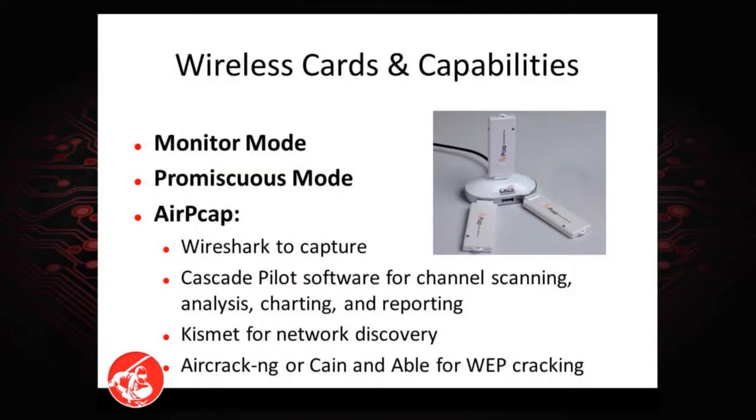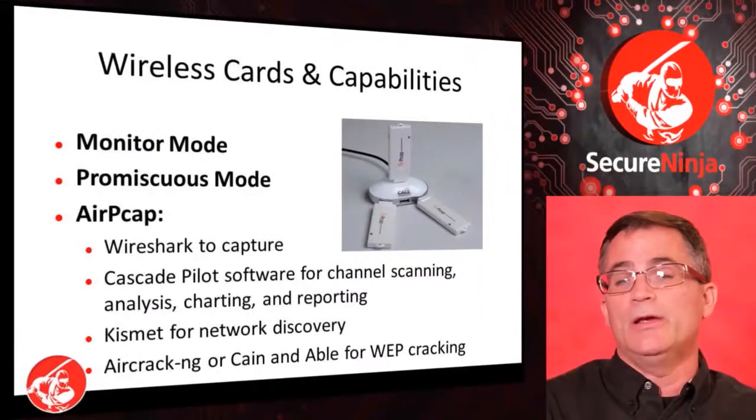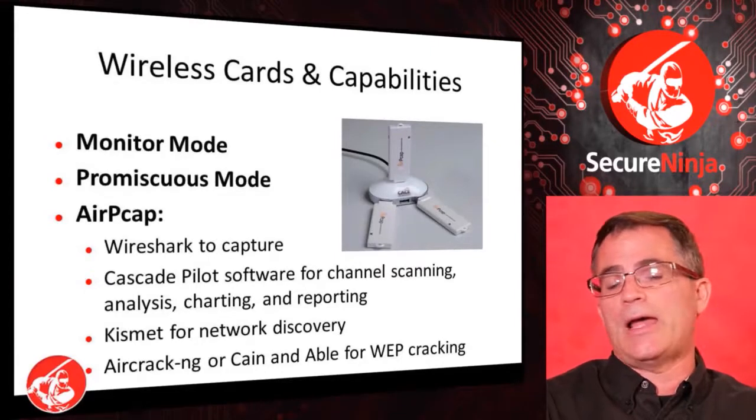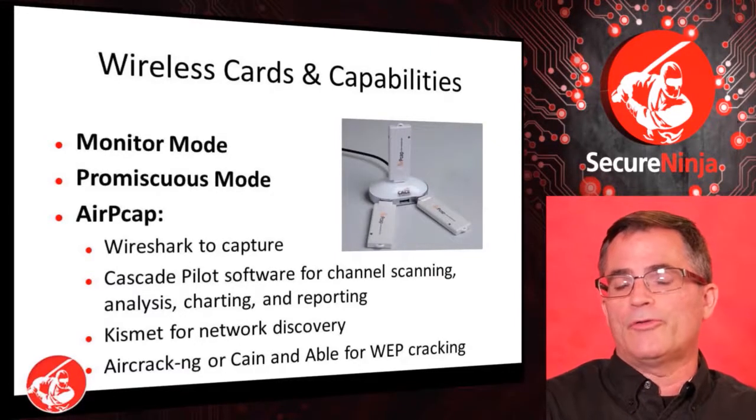Wireless cards and capabilities. Monitor mode. As we said, promiscuous mode in wireless is monitor. To be able to be in monitor mode, you can't be connected. You have to have, if it's in a Windows world, AirPcap. And within the AirPcap driver, which is commercial from CACE Technologies, you have Wireshark, you have Cascade Pilot for channel scanning, analysis, charting, and reporting. You have Kismet for network discovery, and you have Aircrack-ng for WEP cracking. So this is how you actually set up wireless for cracking.